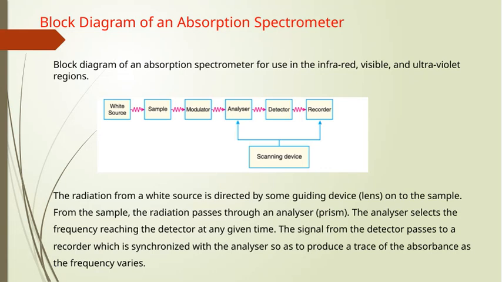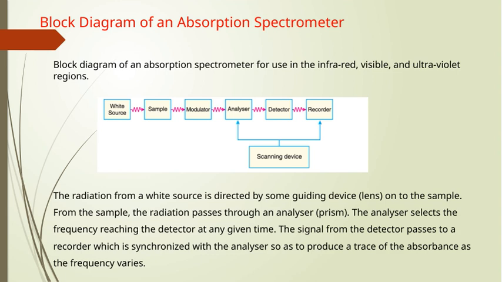Let's take a closer look at the block diagram of an absorption spectrometer. This diagram illustrates how the instrument works across the infrared, visible, and ultraviolet regions. The process begins with a white light source, which emits a broad spectrum of radiation. This radiation is guided through a lens or similar device to focus it onto the sample. Once the radiation interacts with the sample, some wavelengths are absorbed depending on the sample's properties.